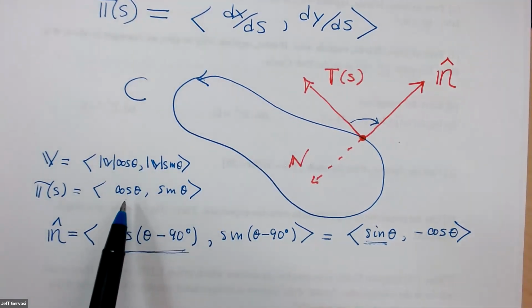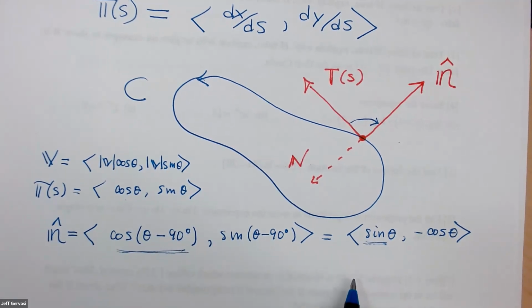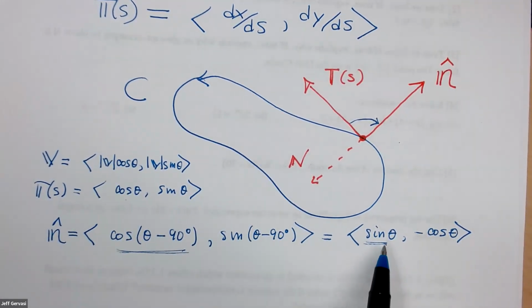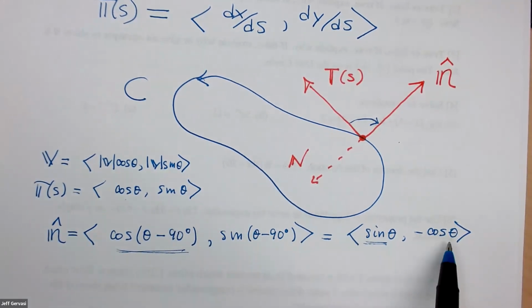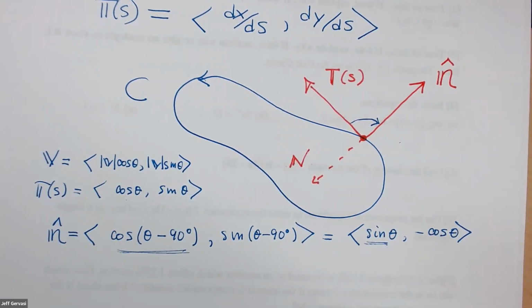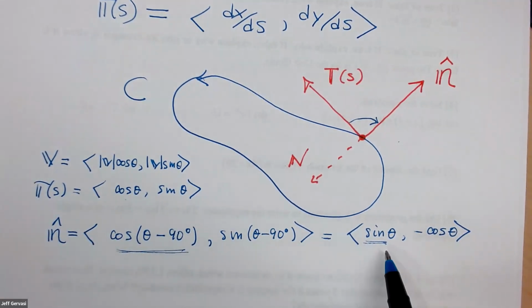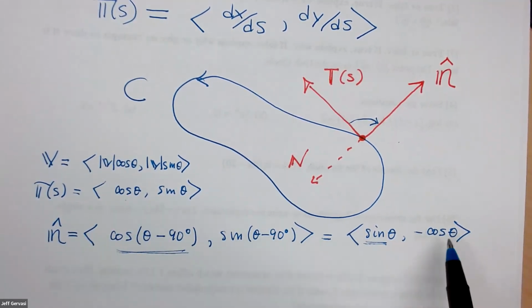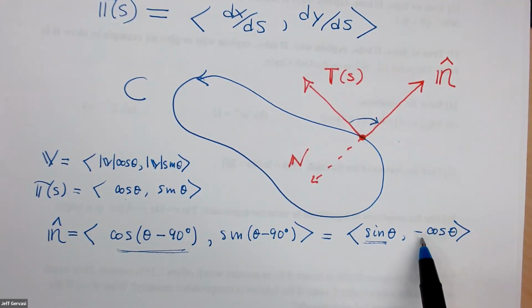Look what happens if you take the dot product of the two. What do you get if you take the dot product of the two? Yeah, exactly. You're going to get 0. Cosine times sine plus sine times negative cosine. Exactly. So their dot product is 0. So that means that the two vectors are orthogonal to each other. So it comes down to this. We took the tangent vector, flipped the components, and took the opposite of the second component.